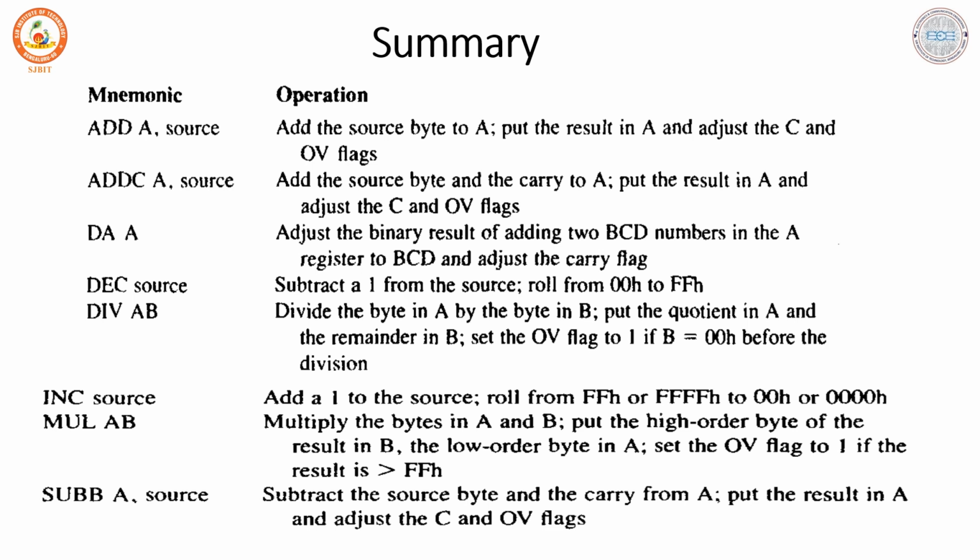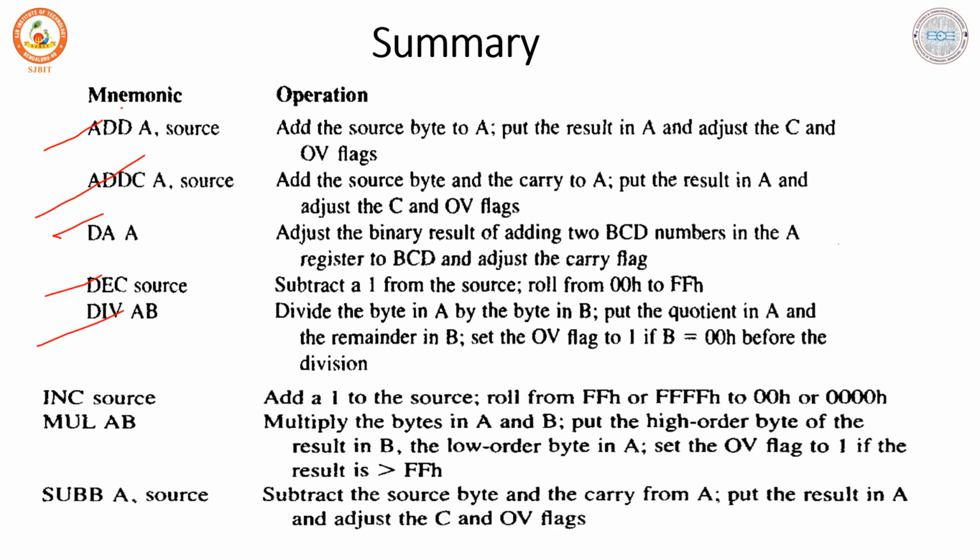Summary of all the arithmetic instructions we have seen. We have the addition operation, where the ADD instruction is used to add the accumulator with the source. Then ADDC adds the accumulator with the source content along with the carry. Finally, the result is stored in the accumulator. The DAA instruction adjusts the binary result of adding two BCD numbers in the accumulator register, and also adjusts the carry flag. DEC decrements the content of the source or destination by one, and whenever it is 00 it will roll over to FF.